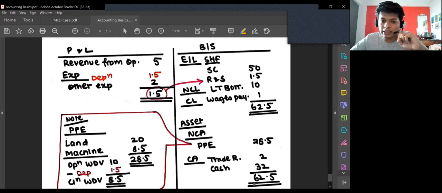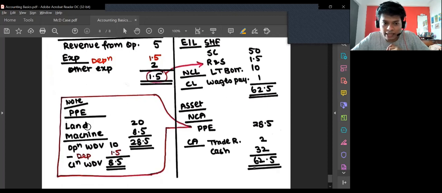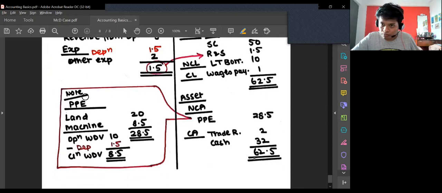So generally in the line item of the balance sheet, we show it as one line item as PPE, and then there will be a note, like I've shown over here, in the notes to accounts, and in the notes to accounts it will show PPE. So within PPE you have land. Land is not a depreciable asset because land does not deteriorate in value over time. So that's why there's no depreciation for land. For machinery, we have depreciation. So opening WDV was 10 minus depreciation, closing WDV, and we record the closing WDV 28.5. So I've taken this 28.5 from here and I've taken it into PPE.